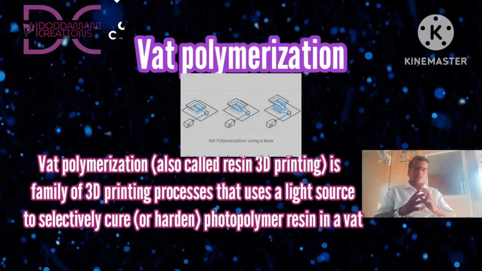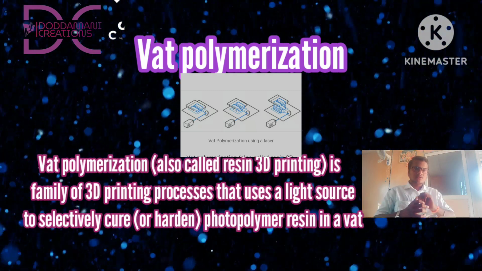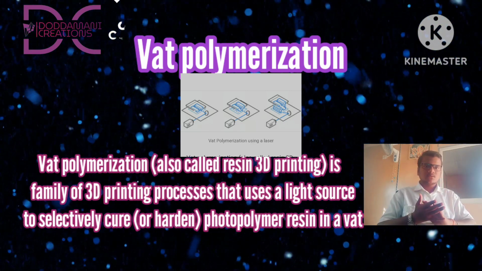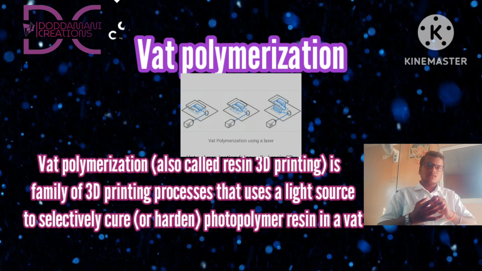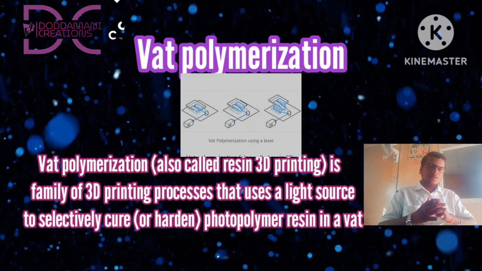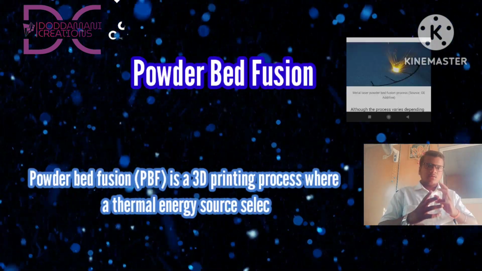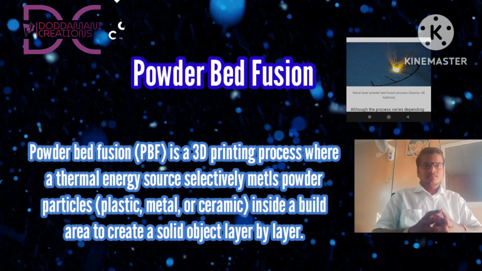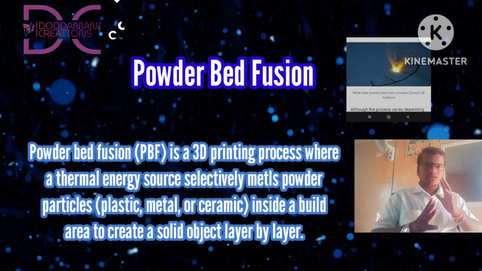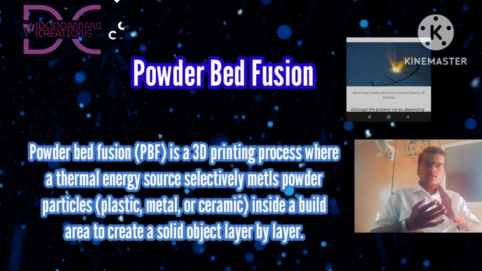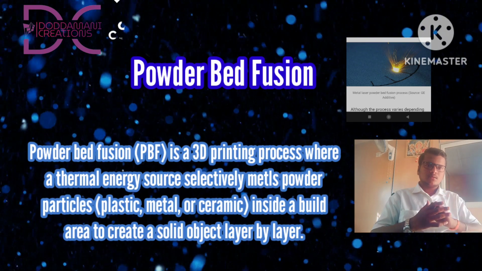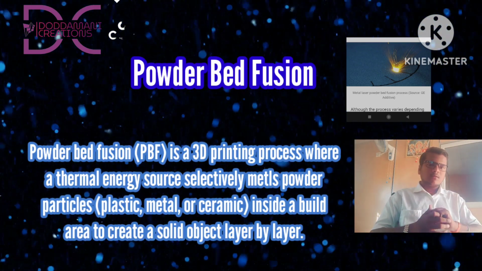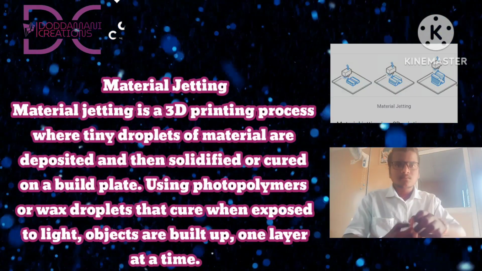Vat polymerization, also called resin 3D printing, is a family of 3D printing processes that uses a light source to selectively cure photopolymer resin in a vat. Powder bed fusion is a 3D printing process where a thermal energy source selectively fuses powder particles, plastic, metal or ceramic, inside a build area to create a solid object layer by layer.